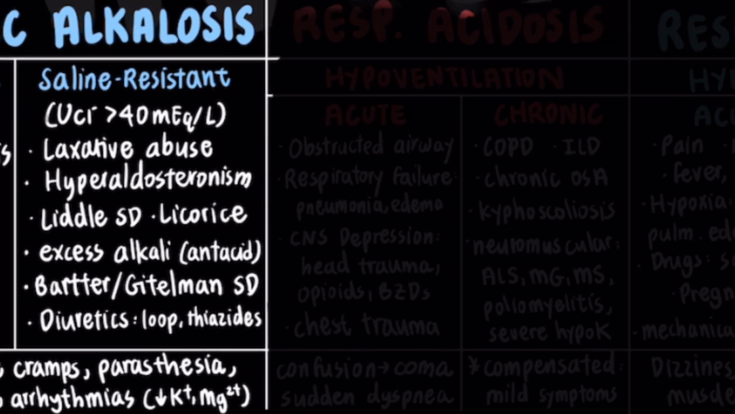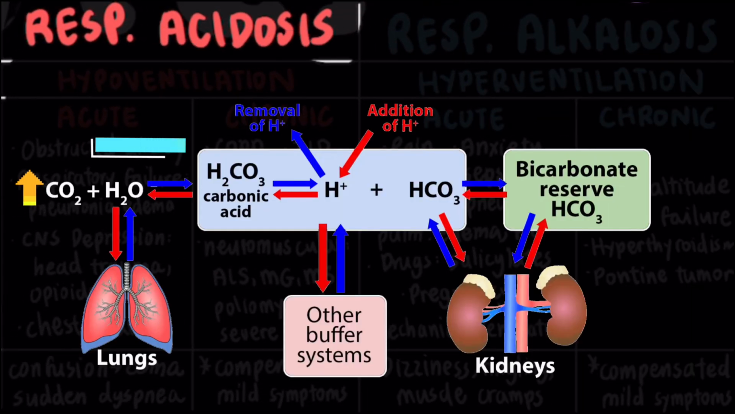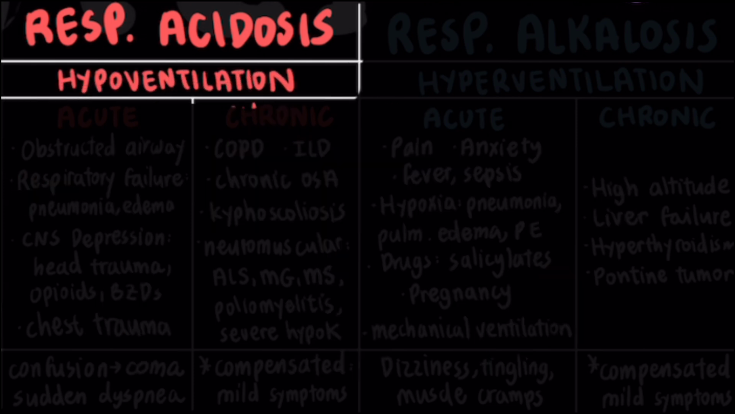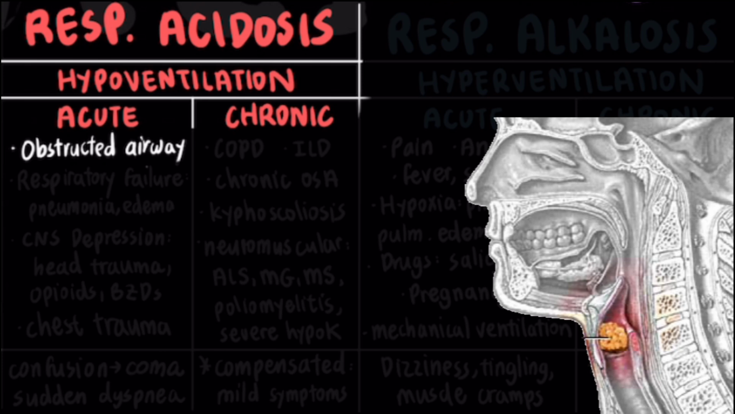Now let's take a look at respiratory acidosis, which happens when the patient is hypoventilating and the lungs can't remove carbon dioxide effectively. We divide respiratory acidosis into acute and chronic forms. Common causes of acute respiratory acidosis include airway obstruction, where the upper airway is partially or completely blocked, such as from choking, swelling, or severe asthma.